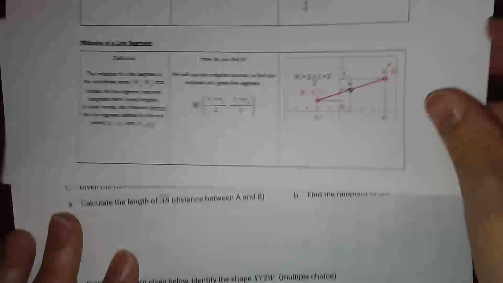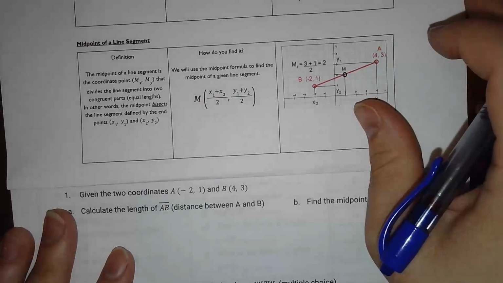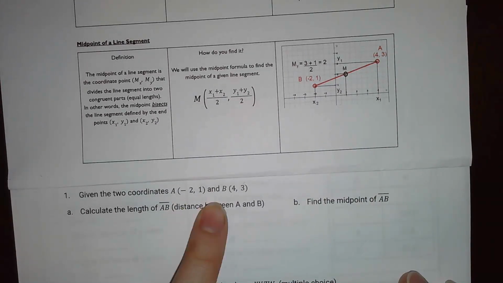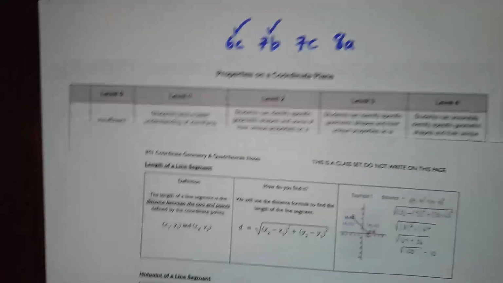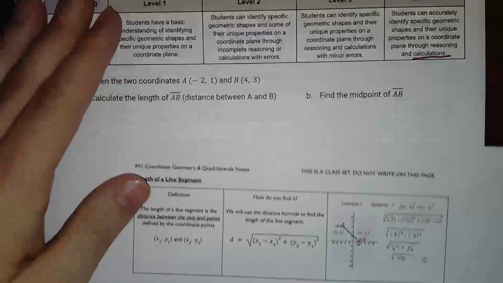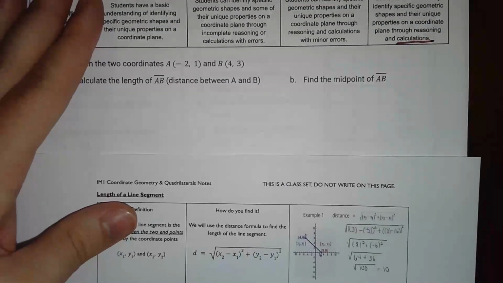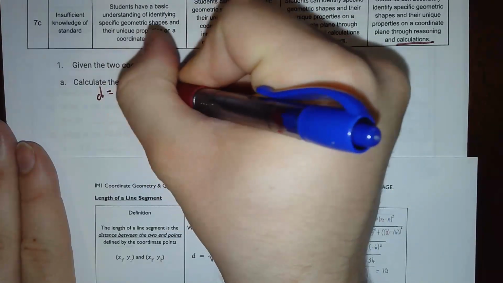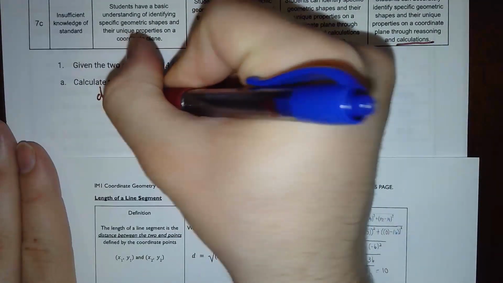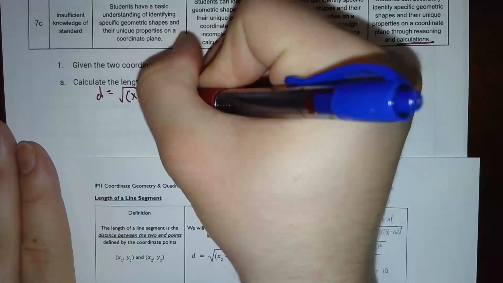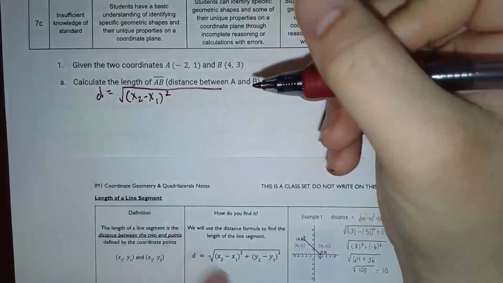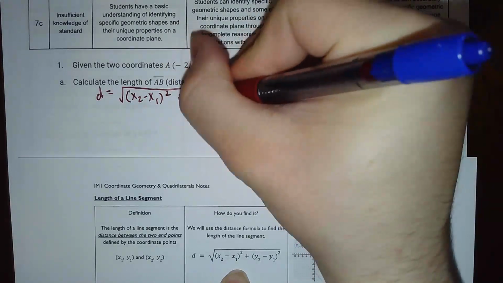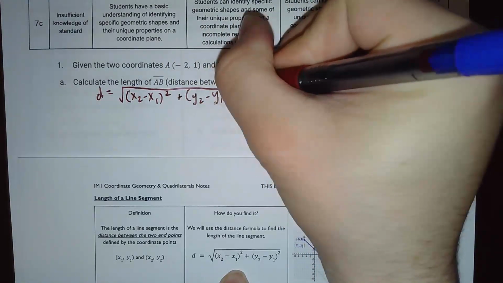So number 1 says, given the coordinates -2, 1 and 4, 3, let's calculate the distance between those 2 points. For distance, we're going to use the first formula, which is shown right there. Distance equals the square root of x2 minus x1 squared plus y2 minus y1 squared.